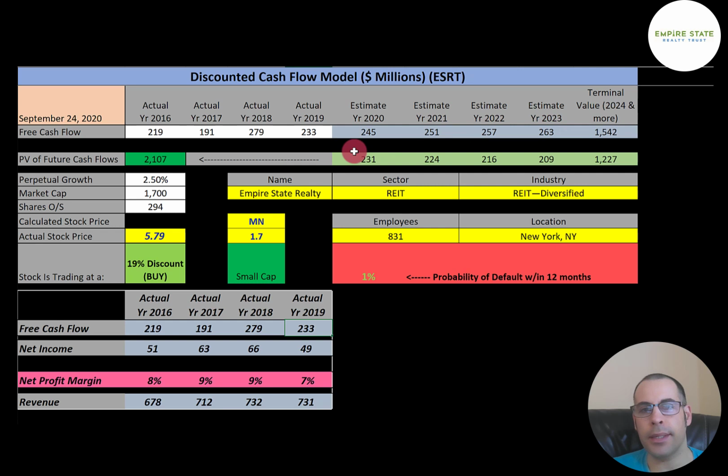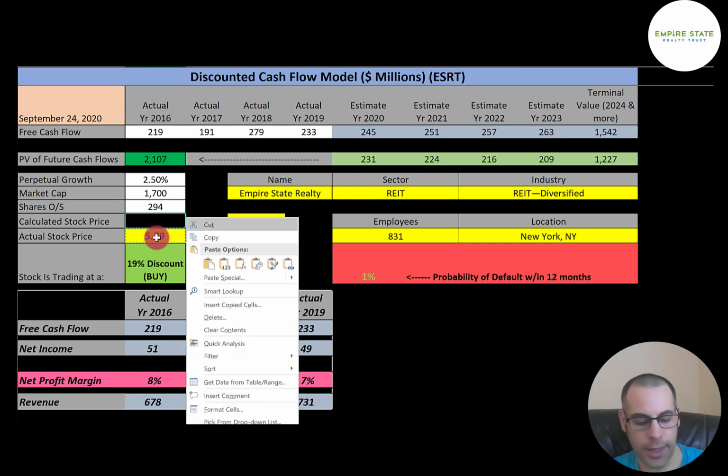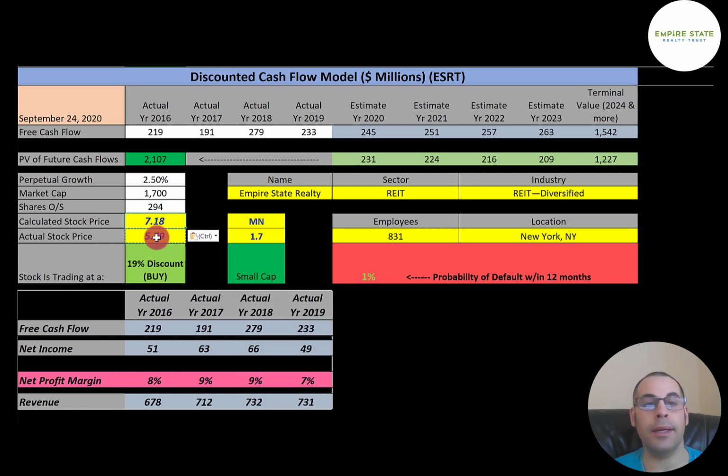We estimated 4 years of future free cash flows. We also estimated terminal value, which is all cash flows past year 4, that's 1.5 billion. We discounted those numbers back to today using the weighted average cost of capital. We get a value of the company of $2.1 billion. We divide that by 294 million shares, and we get a calculated stock price of $7.18. They're trading at $5.79, so they're trading at a 19% discount. It's a buy according to the model.